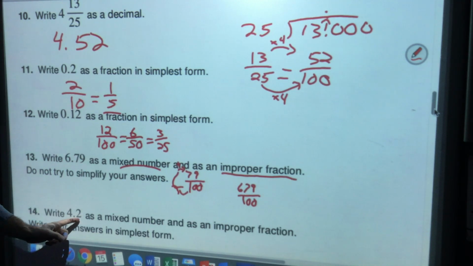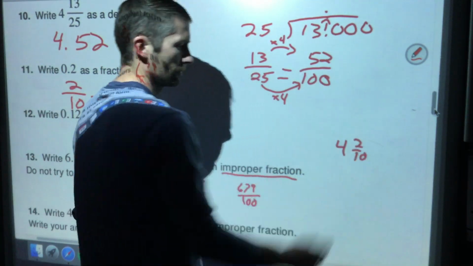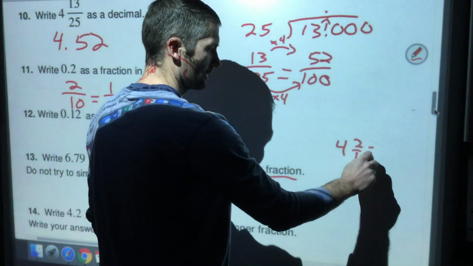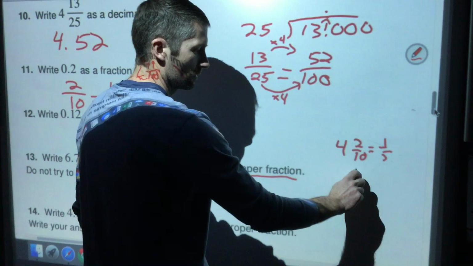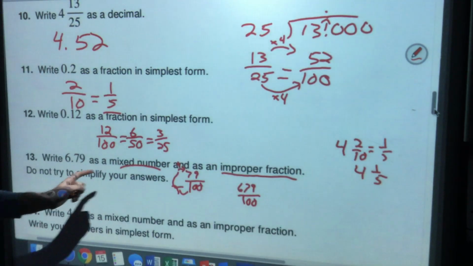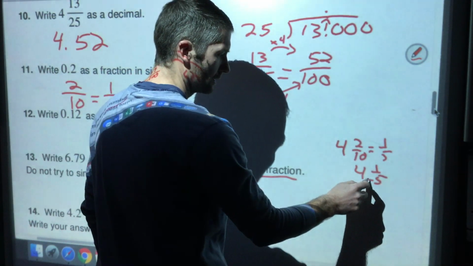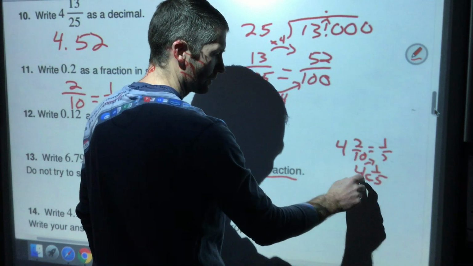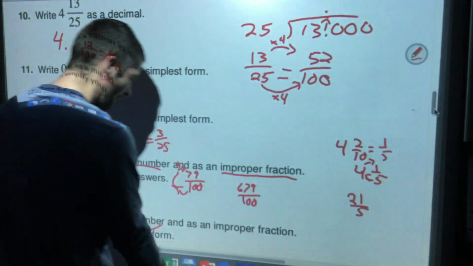14, write 4 and 2/10 as a mixed number and as an improper fraction. Now we do want to write it in simplest form. Okay, so 4 and 2/10, like that. 2/10 is the same as 1/5. Don't write it like this though in your answer. We need to put that 4 back in there. 4 and 1/5. There it is as a mixed number. To put it in as an improper fraction, now we're going to do that times that plus that. 5 times 4 is 20 plus 1 is 21/5. This goes back to week 7, I think.